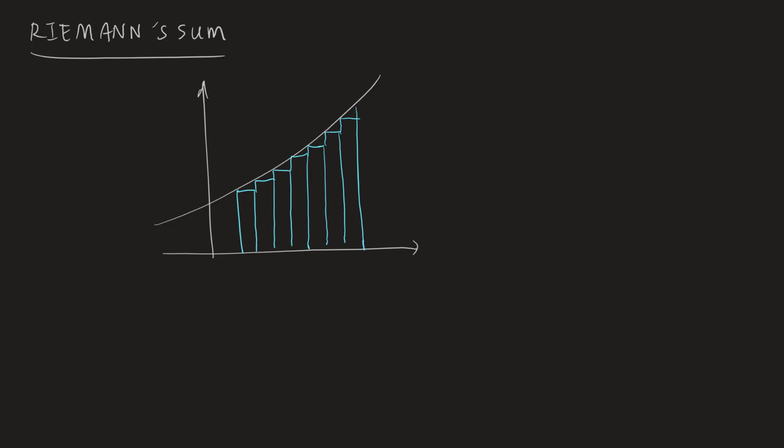I fail to calculate the red color bits. So this creates an underestimation of the actual area underneath the curve, the sum of the rectangles. So the sum of rectangles is actually slightly less than the actual area.